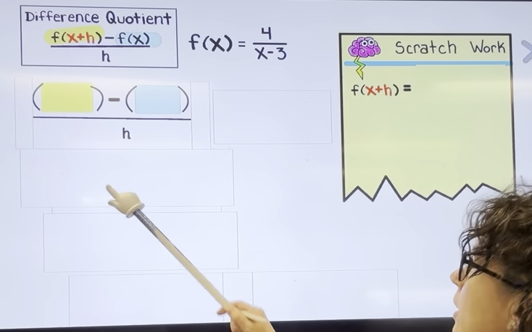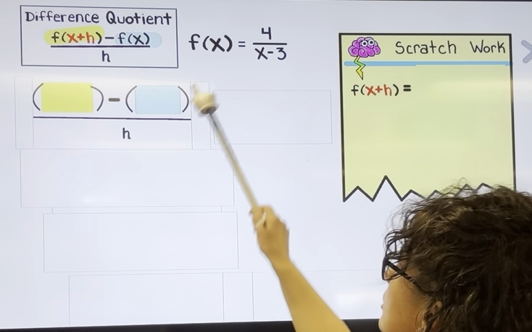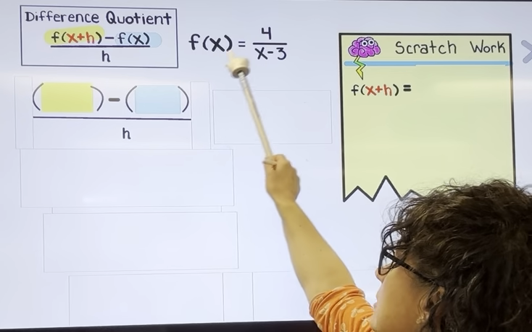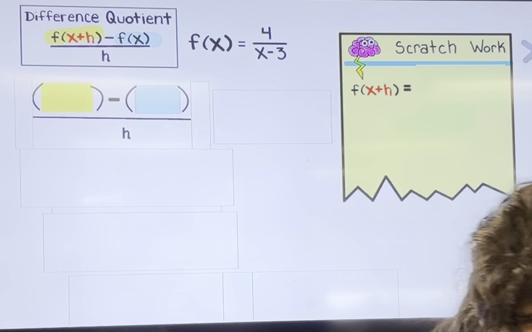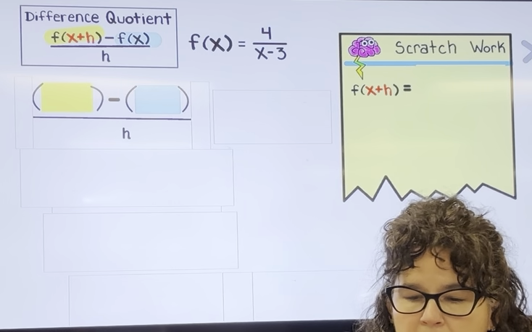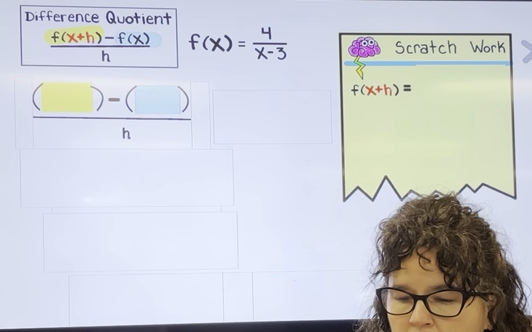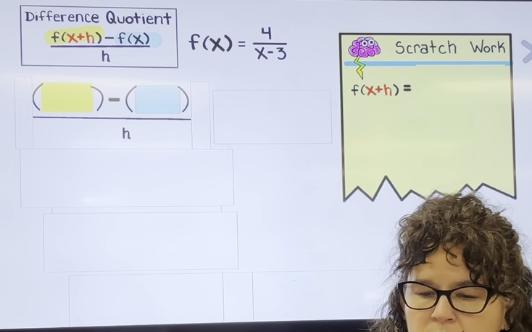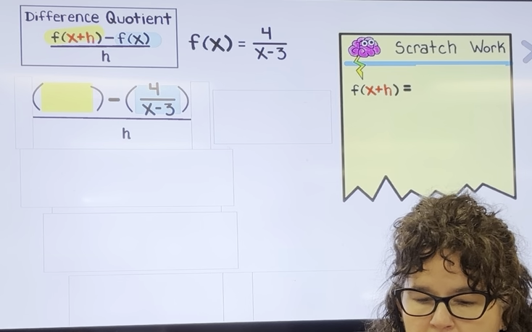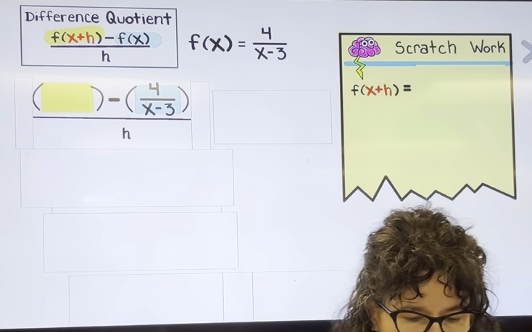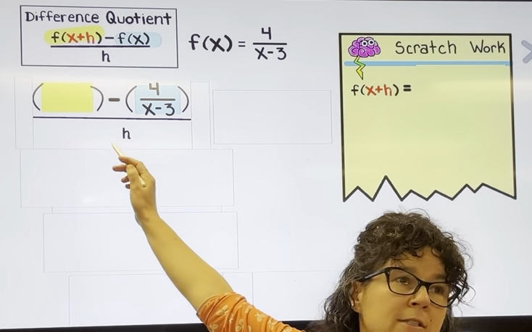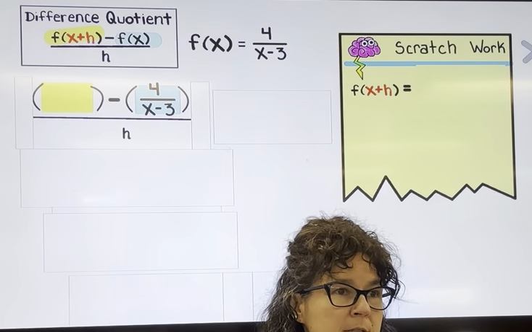and then you insert what you're substituting inside the parentheses. Okay, now the first one, the easiest one to substitute, is we're given the function f of x, which is 4 over x minus 3. So I'm going to start off by just grabbing that 4 over x minus 3, and I'm going to put that right there. Okay, then the yellow part is the answer to f of x plus h.